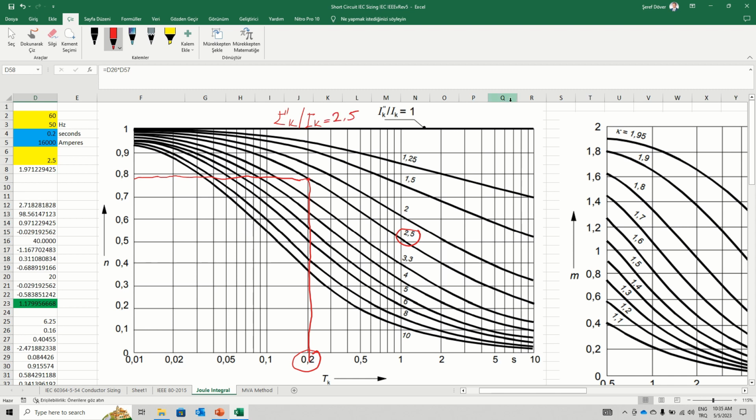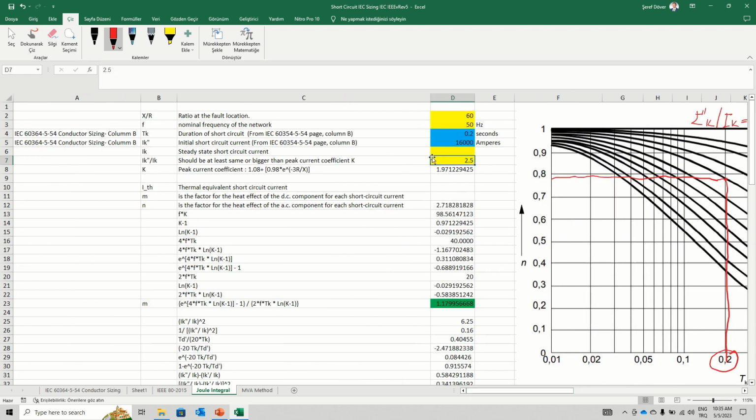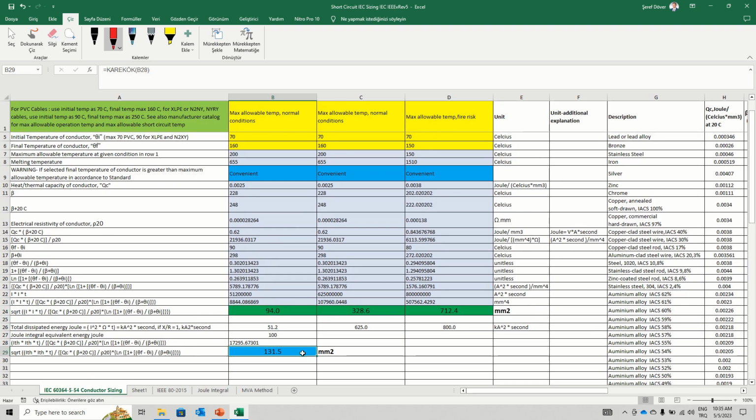That's it. That's why, in this calculation, I am writing here that initial short circuit current divided by steady state short circuit current should be 2.5. Then you can return to the conductor sizing page. What was the required millimeter square here? Then you will easily find this one, the blue one.